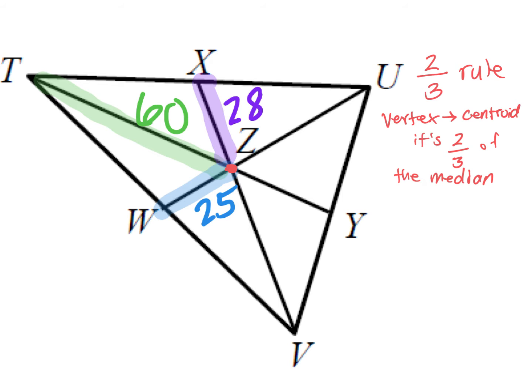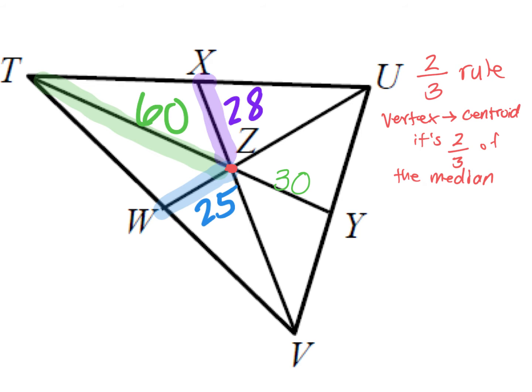Let's start with ZY. Since TZ is 60, that's 2/3 of the full median. Therefore, the remaining part is the 1/3. So to get from 2/3 to the 1/3, I have to divide by 2. So 60 divided by 2 will give me 30.